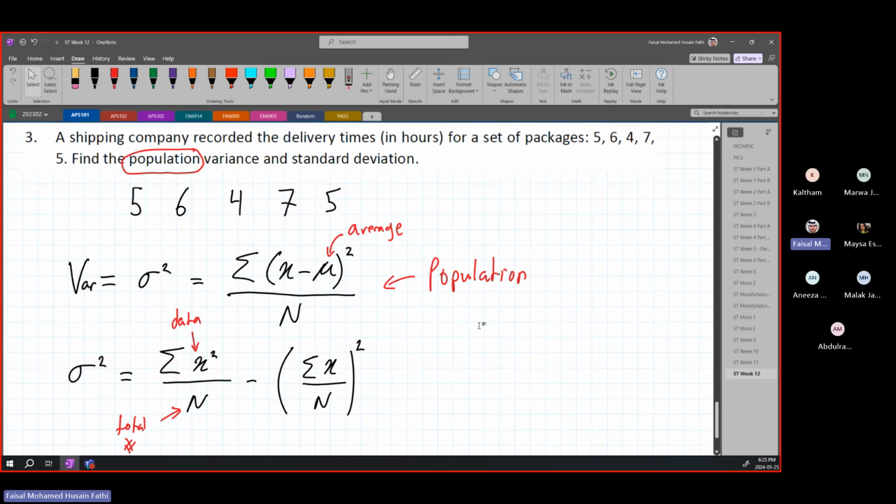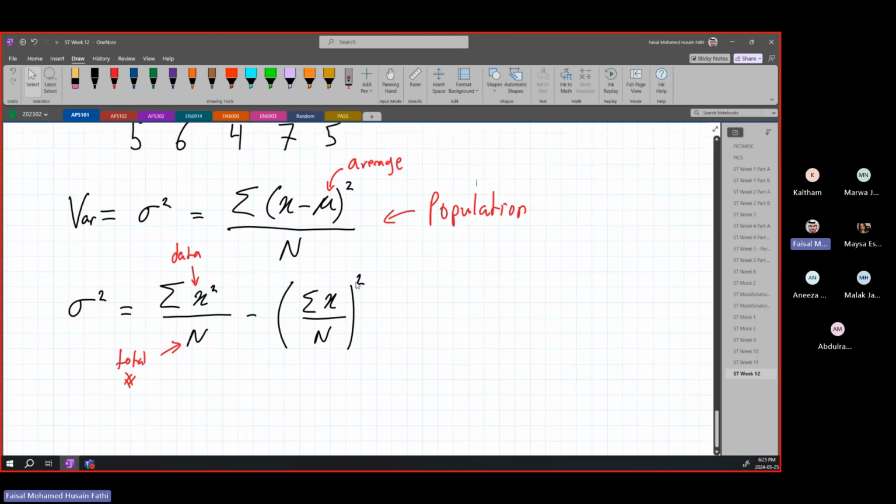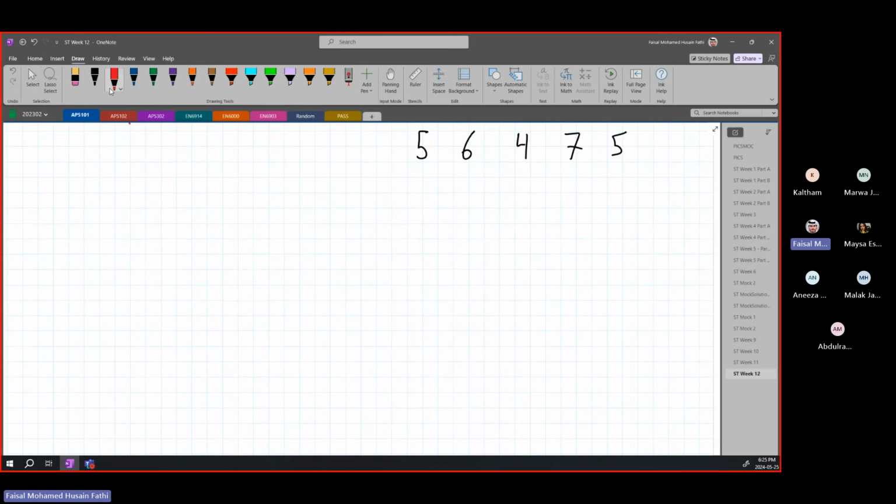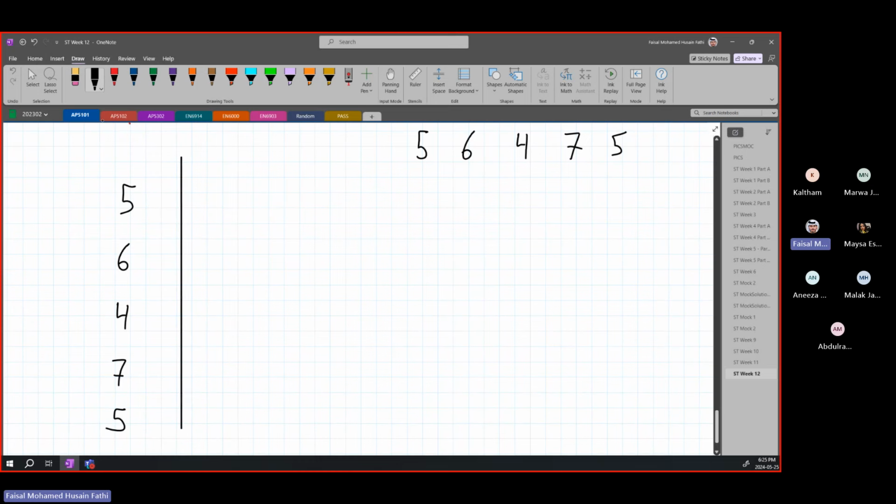So how would you actually do it? I usually say, draw this in a table so that you can simplify it completely. We have these values, and I'm just going to copy and paste them down here. So these are the values that we have: 5, 6, 4, 7, 5. This is our x value.